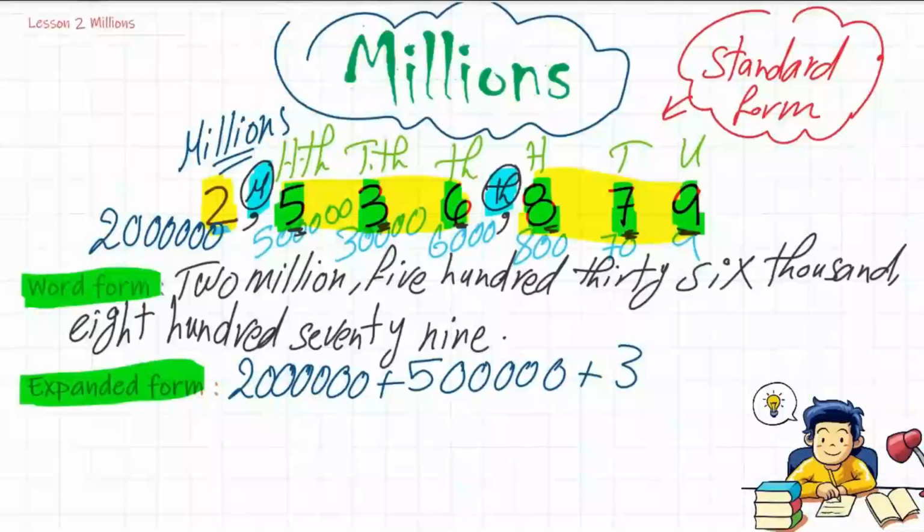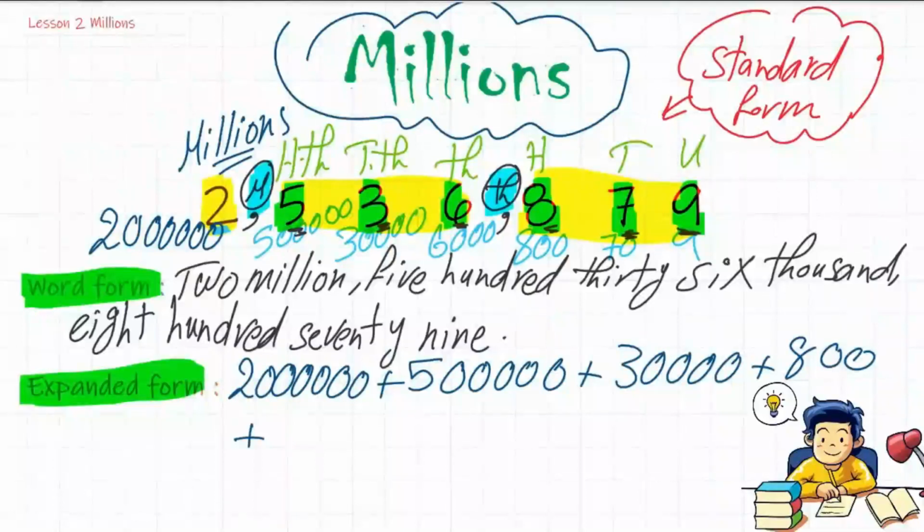How many digits to the right of 3? We have 4 digits so replace it with 4 zeros plus 8 in hundreds place takes 2 zeros, and 7 in tens place, so it will be 70, plus 9 in units place, so write it as just 9. So we have here our number written in 3 different forms: standard form, word form, and expanded form.